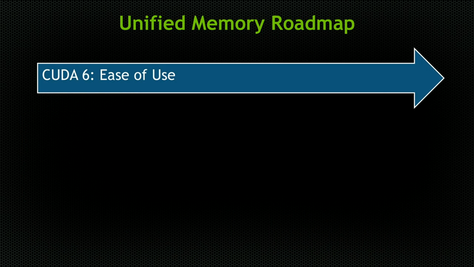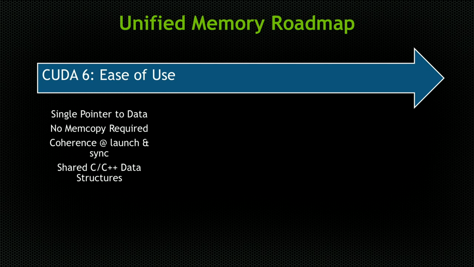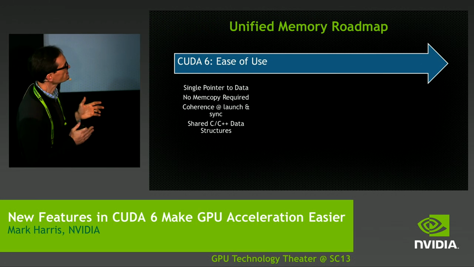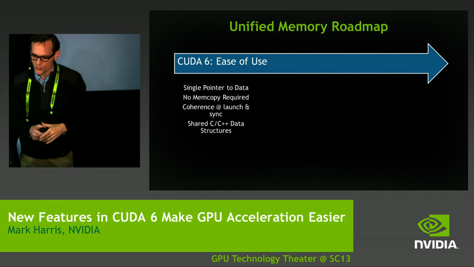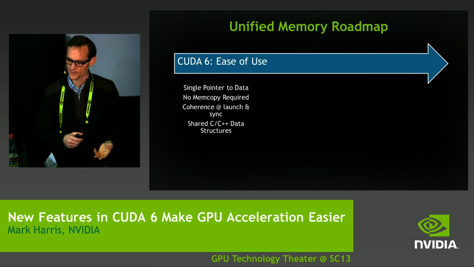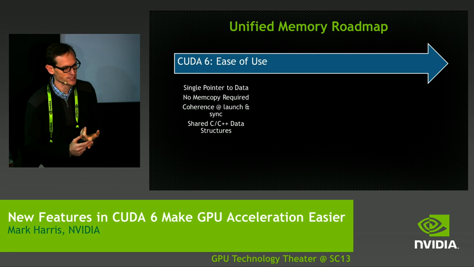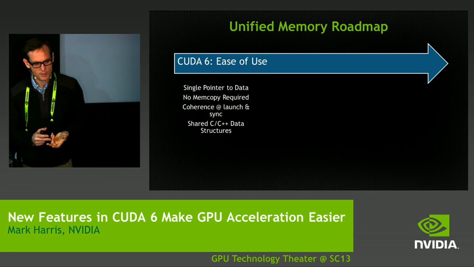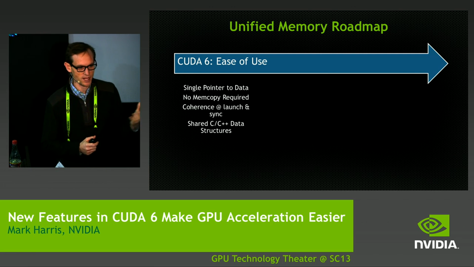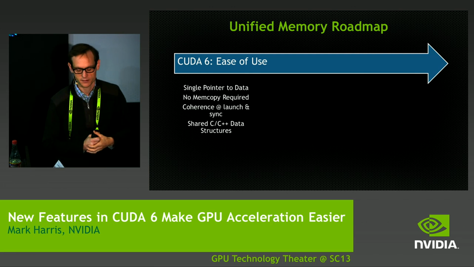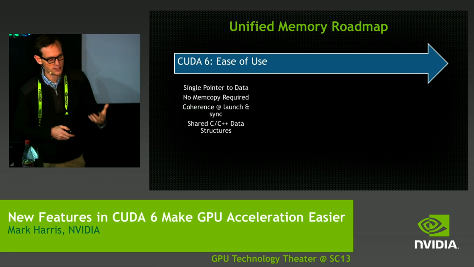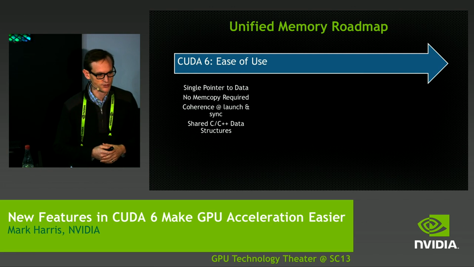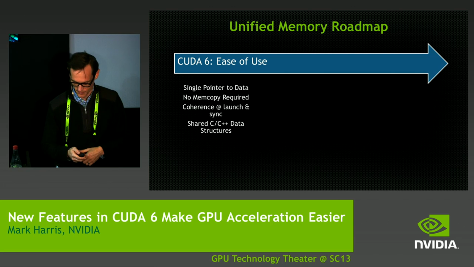The nice thing about unified memory in CUDA 6 is that it's just the beginning. We have a long roadmap planned for improvements to unified memory. Starting with CUDA 6, we have cudaMallocManaged, which gives you a single pointer to your data with no memcopy required, so that memcopy becomes an optimization rather than a requirement. And you get coherence at launch and sync. And this allows you to share complex C and C++ data structures between the CPU and the GPU.